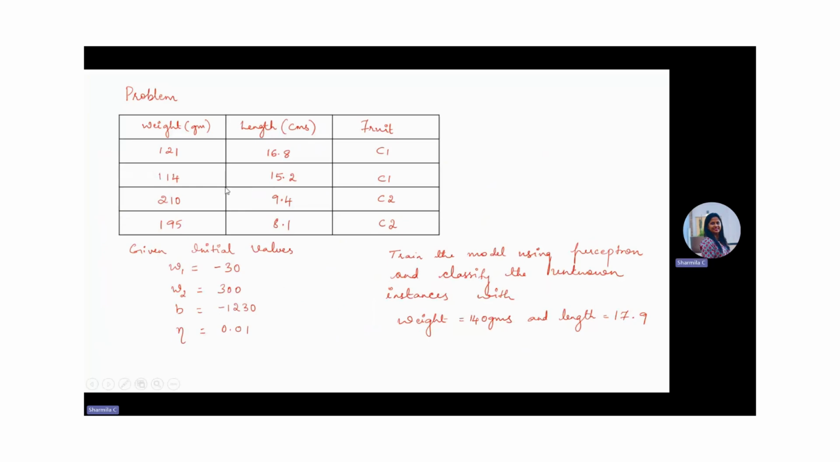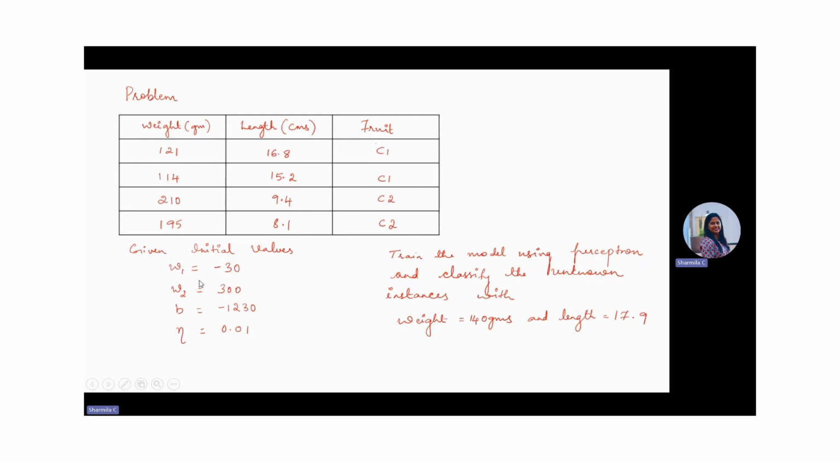We'll take the first problem. So this is the data set given. The weight in grams and length in centimeters of a particular fruit is given. If these are the values, then it is classified as the first type of fruit. And if this matches with these attribute values, then it is classified as the second type of fruit.